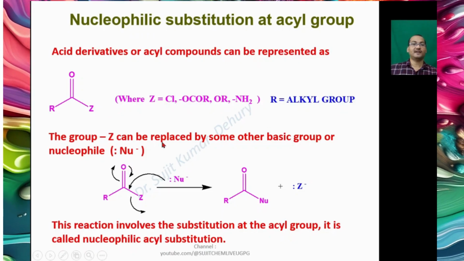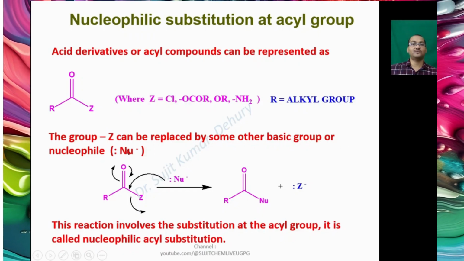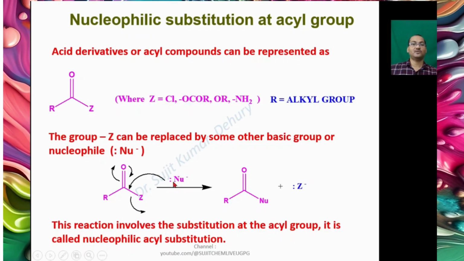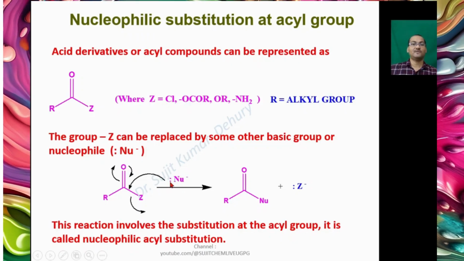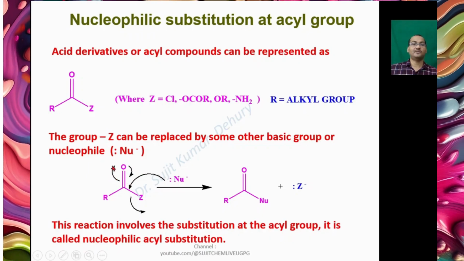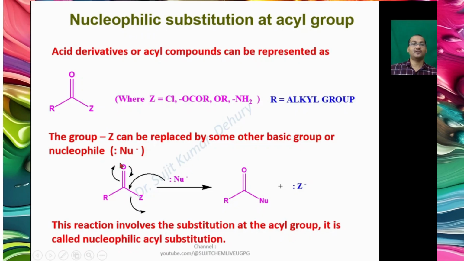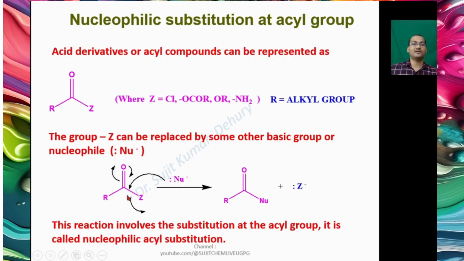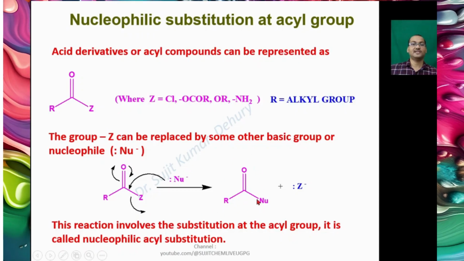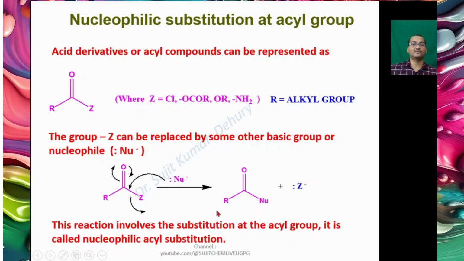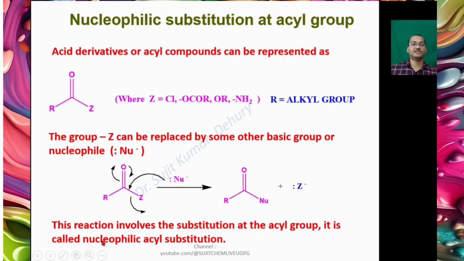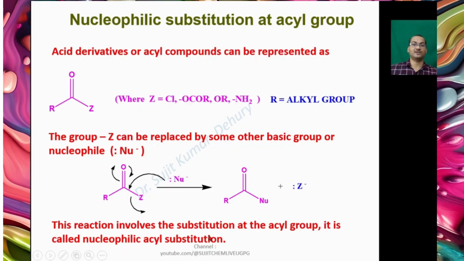So the group Z can be replaced by some other basic group or nucleophile Nu minus. Here the nucleophile or basic group lone pair can attack as a nucleophile, so it will attack the carbonyl carbon, and this CO double bond will break on oxygen. So it becomes O minus. When this O minus comes back, it will kick out Z as Z minus. As a result, you get the nucleophile substituted at this acyl group. So this reaction involves substitution at the acyl group. It is called nucleophilic acyl substitution.